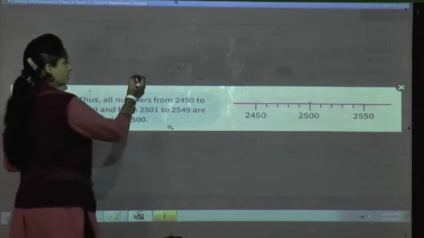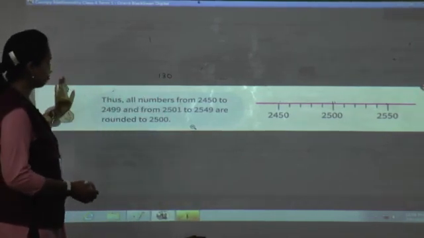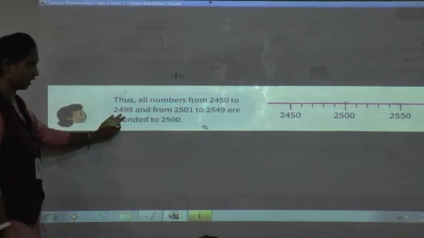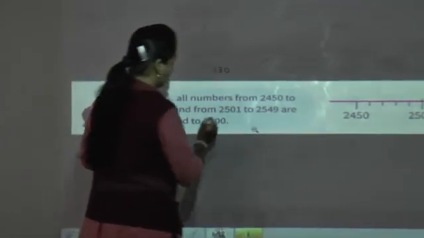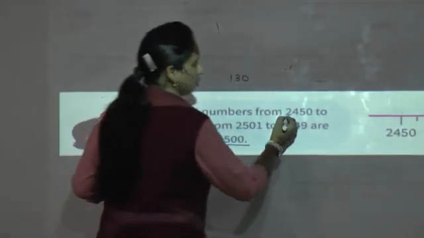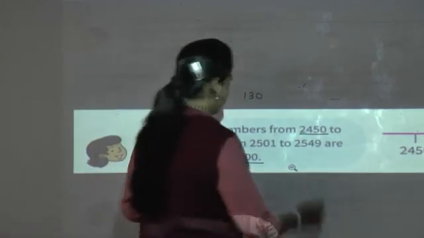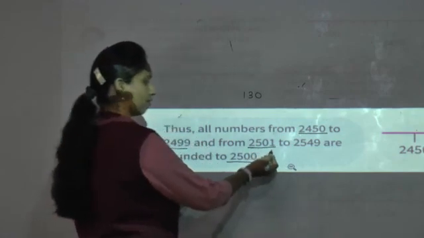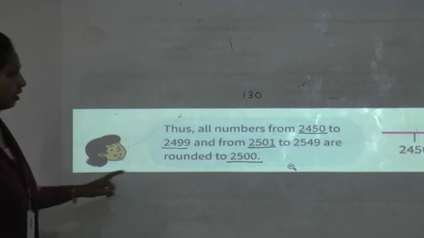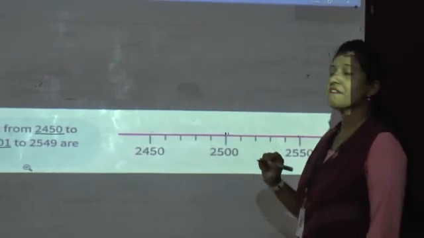We have seen in the first example the rounded numbers of 130, the previous numbers and after numbers, up and down numbers. In the same way, in the 100 place, the numbers that are rounded near 2500 are 2450 to 2499, and the next is 2501 to 2549. Okay, you can see here 2500. Yes students, you can see here 2500.